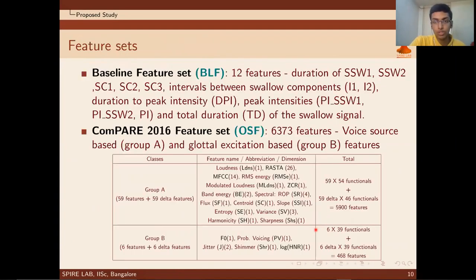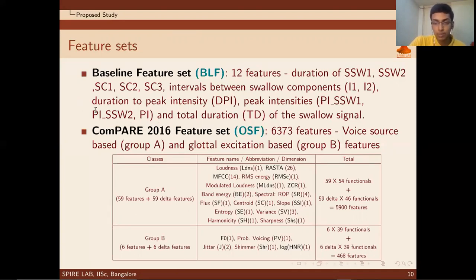Moving on to our proposed study, in the literature, we find that swallow signals have been described and characterized using simple temporal and spectral features. Combining all such features, we get 12 features. This set is referred here to as the baseline feature set. It consists of duration features of each swallowing sound wave, swallow components, intervals between each swallow component, duration to peak intensity, and total duration of the whole signal, and spectral features of peak intensity in each swallowing sound wave and peak intensity of the whole signal.